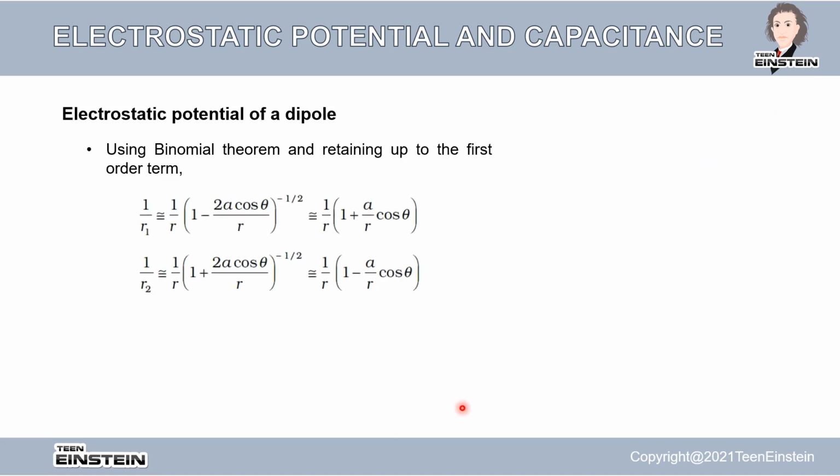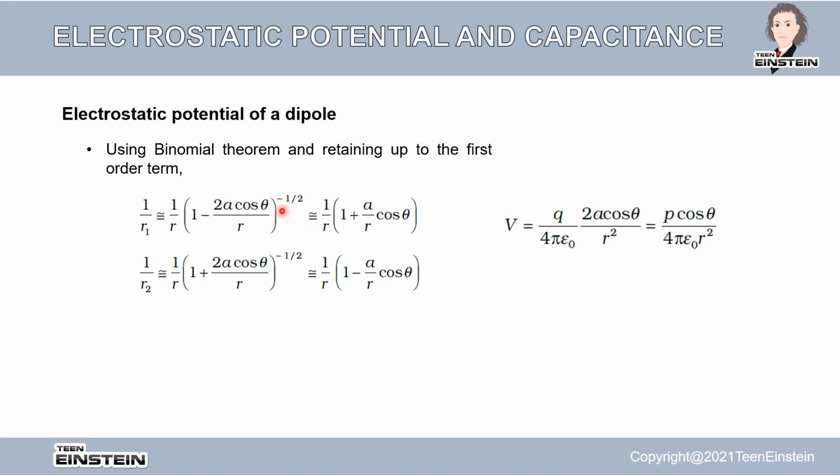So now we are going to expand these terms using the binomial theorem, and we are just going to keep the first order terms. Then we end up with 1 by r into 1 minus 2a cos theta by r, the whole power minus 1 by 2. This is the equation we have from the previous case, and we are going to expand this using the binomial theorem. Then we get 1 by r into 1 plus a by r into cos theta. There will be many terms above this, and we are ignoring all of them, keeping just the first order term. This is an approximation, and that's why we have approximate signs here.